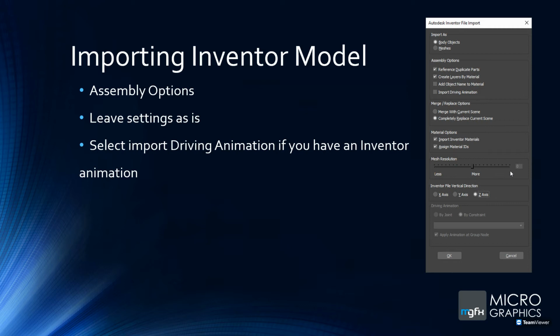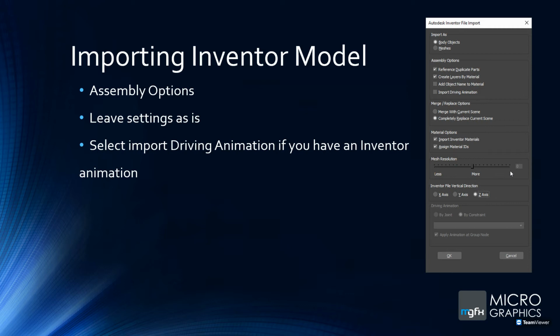Then the next thing is your assembly options. I would say leave this as is, so don't worry about all these settings. I think of the two options: reference duplicate parts and create layers by material. Okay, so we can work with layers in 3ds Max. You won't work with it as much as you would, say, for instance, in AutoCAD, unless you are creating something from scratch in 3ds Max. Then layers become quite important. But all we really want to do is take your Inventor model into 3ds Max and get a pretty picture out. So we kind of like shortcuts. We're taking the fastest path to our outcome, which is the rendered model or animation that we've got.